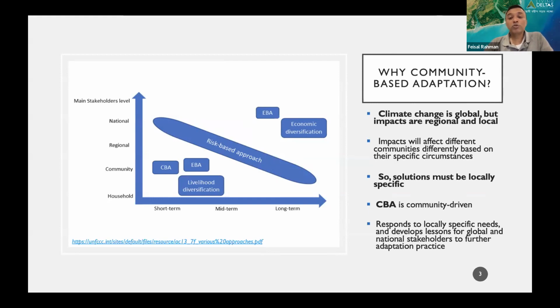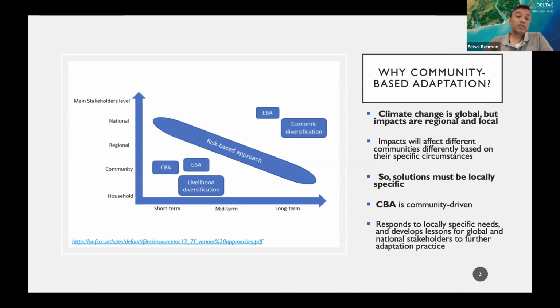So experts have also argued that the solutions to address climate change should be locally specific and therefore need to be driven by communities that are exposed at the local level. Now, the United Nations Framework Convention on Climate Change, or UNFCCC, has tried to map different approaches to climate change impacts or to adaptation. On the x-axis, we see the temporal axis, which is short-term to long-term, versus the y-axis, which shows different tiers from household to multi-stakeholder or national level. Just to give you an example, there are several risk-based approaches which involve science-driven or technology-driven models, and that can range from short-term to long-term, but can also engage national to household levels.